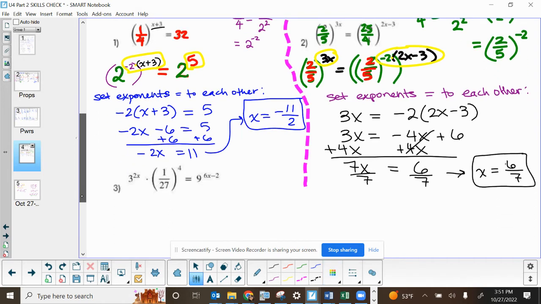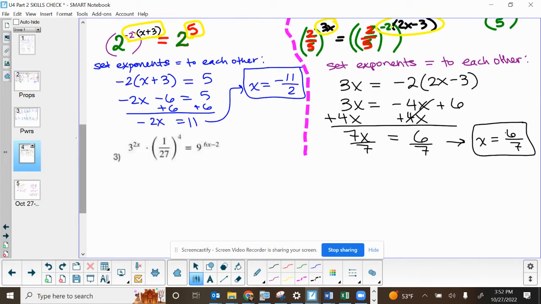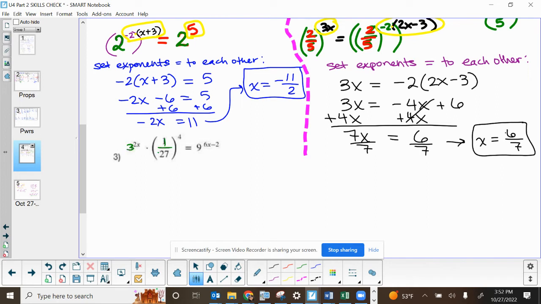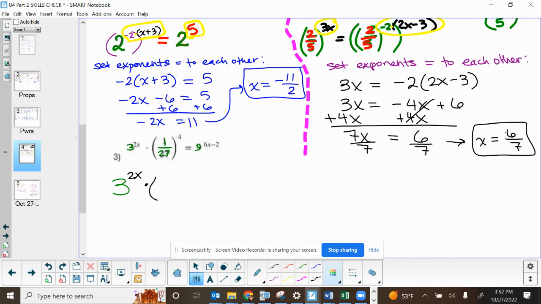And then for the last one, you know, number 2 had fractions for bases. I have a fraction here, but since it has a 1 in it, I think that I could just change it to a whole number base and use a negative exponent. So again, if you need to look at your powers to see what 3 and 1 over 27 and 9 have in common, you can, but the 3 kind of gives it away, so I'm just going to use 3. So I have 3 to the 2x.